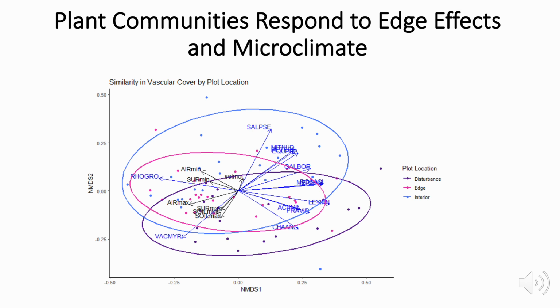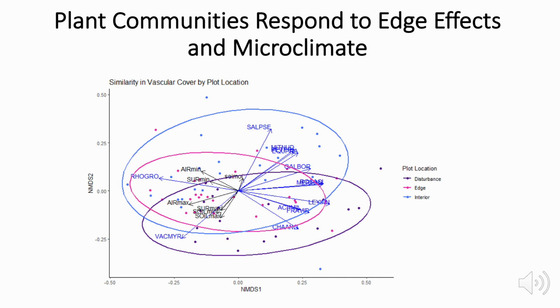So here we looked at plant community response to edge effects. Here I did remove those outliers, so this is just looking at harvest and a couple of fire sites. And yeah, we can see that there is some variation here. The disturbance is shown in purple and the interior is shown in blue. As expected, the edge kind of straddles those two spots.